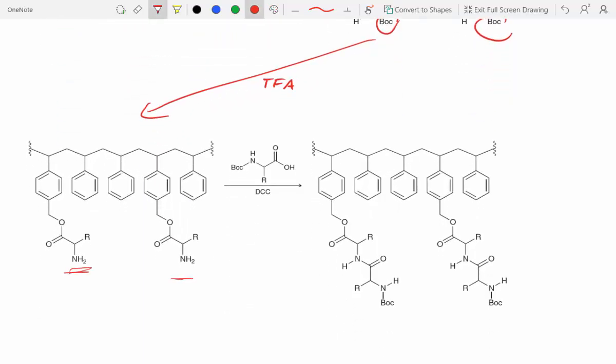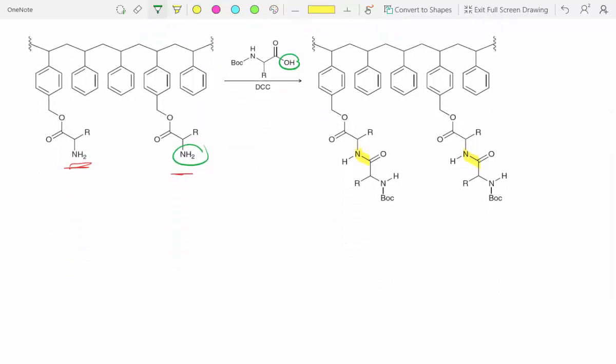Then the next part of this automated scheme is to throw in another Boc-protected amino acid and a coupling reagent. Now what you've done is you've got this OH group, you've got this NH2 group, you can form your new peptide bond, which is right here. So you can highlight them right here and here. And then you've got a Boc group that's on there. The same thing can occur. You can do TFA.